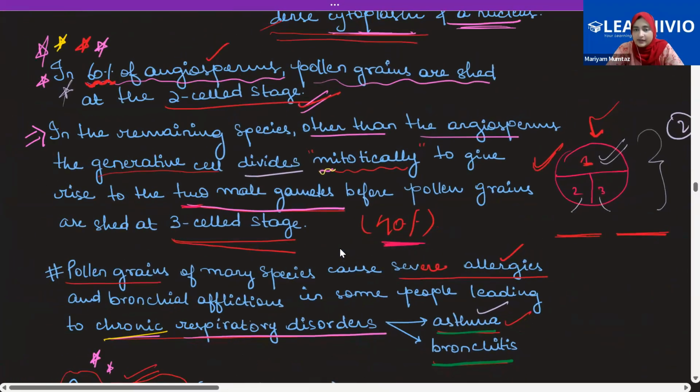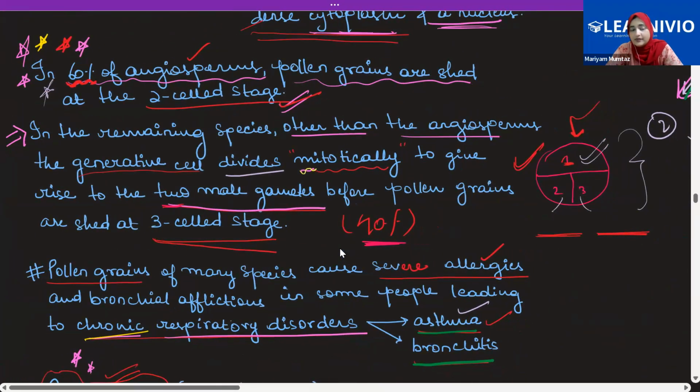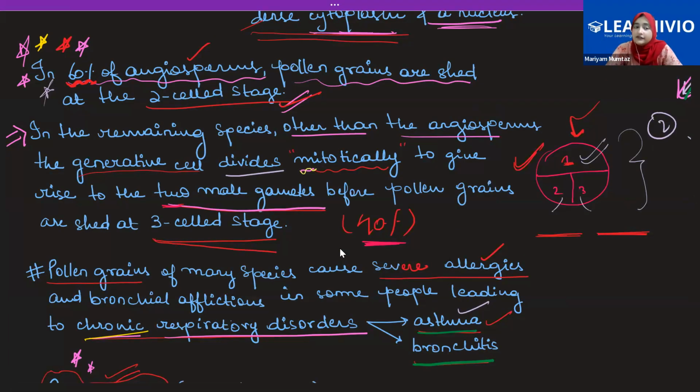And in the remaining species, other than the angiosperms, what happens? Meaning in the rest of the 40%, the generative cell will start dividing and form two more cells. Then it will become a 3-cell stage. So in the remaining 40%, the pollen grains will be shed at 3-cell stage, and in the majority, 60%, they will be shed at 2-cell stage.